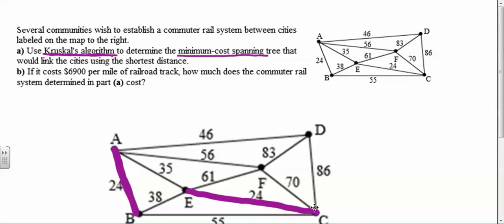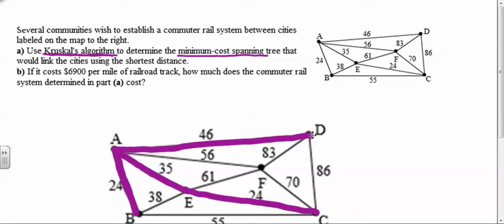The next lowest cost edge is edge AE. It has a weight of 35, and it does not form a circuit, so it's allowable. The next lowest cost edge is 38, yet if we added edge BE, we would have a circuit, ABE, back to A. Thus, we will not select edge BE. After 38, the next lowest cost edge is AD, so we include that in our spanning tree, AD.